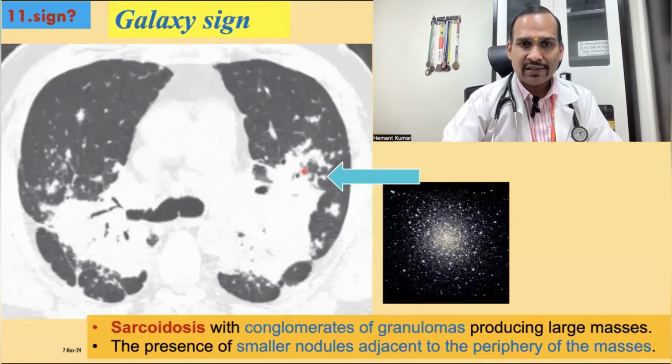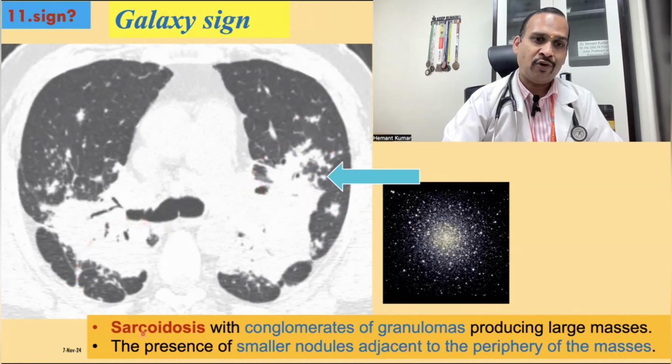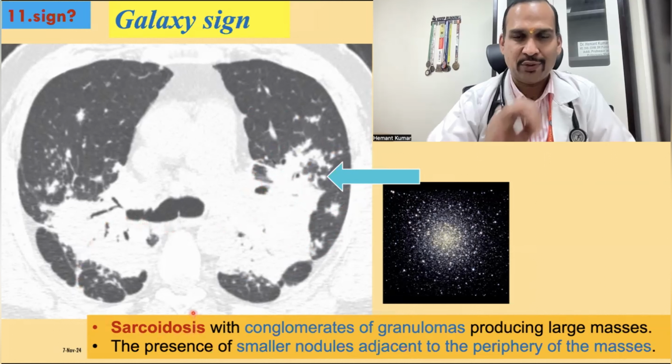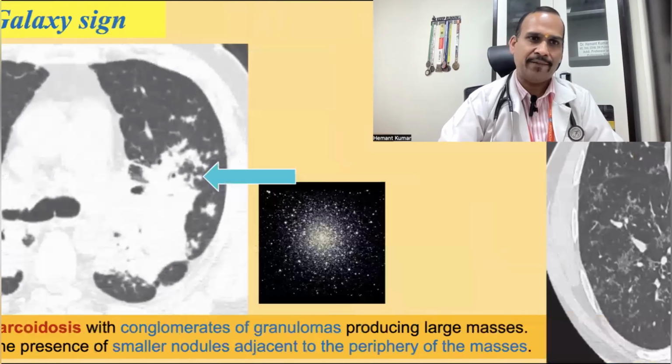So large mass because of conglomeration of granuloma surrounding nodules. This is galaxy sign, specific for sarcoidosis, typical for sarcoidosis. Galaxy sign, most frequently asked question in your exam.